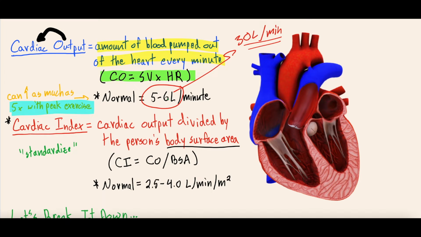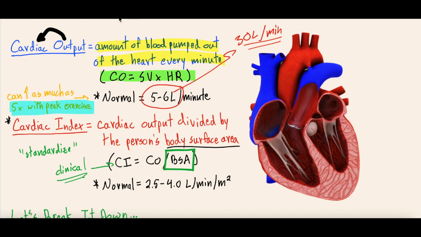Those that are smaller, 4'9", thin of build, are going to require less blood being pumped around. So the cardiac index just takes that into account by dividing your cardiac output by the body surface area. And the cardiac index, at least clinically, is what we pay attention to more, because again, larger people are going to need more cardiac output, smaller people are going to need less cardiac output, and the cardiac index standardizes those values.